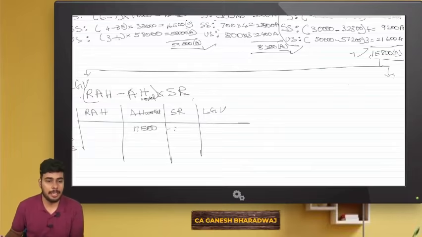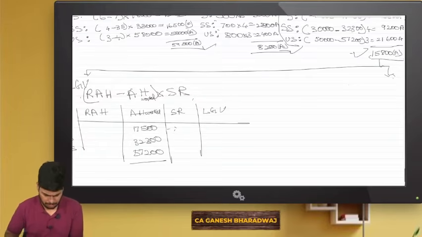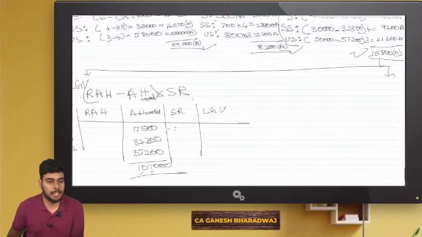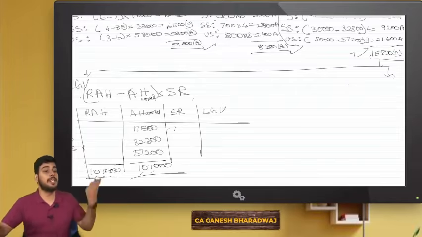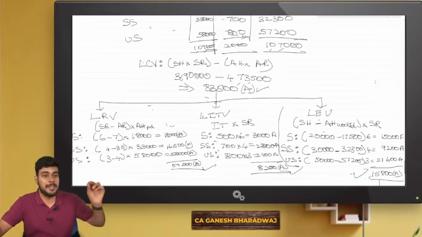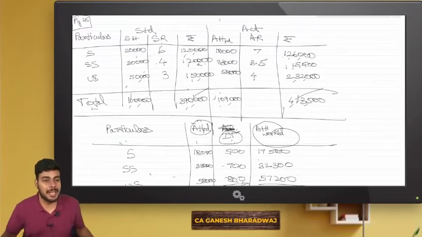17,500, 32,300 and 57,200. What's the total? 1,07,000, right? I have actually used 1,07,000, correct? So now what will I do here? I will put 1,07,000 here. But ideally, this 1,07,000 I should have utilized in what ratio? Let me go up and tell you. It should have been in the ratio of 2:3:5. Correct or not?